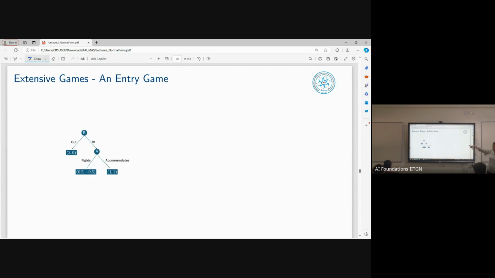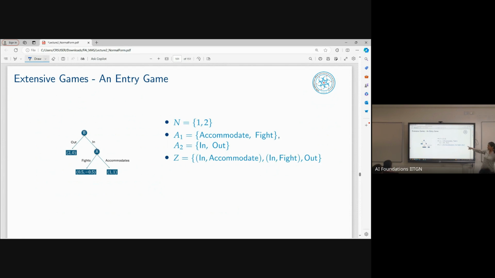So here, for example, I hope this is visible. This is the previous tree structure that we had. Let's just go over it. Here we had two agents, and the actions for A1 were accommodate and fight, and the actions for A2 were in and out. The number of terminal histories is 3 here, which is in-accommodate, in-fight, and out. These are the 3 terminal history names that we have. P of epsilon is 2. Okay, sorry. So A is 1 and B is 2.